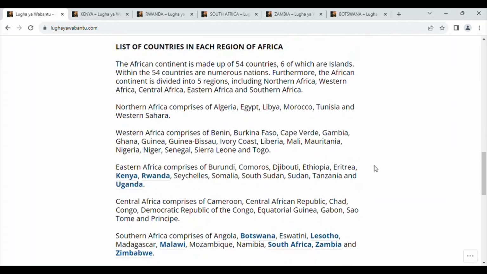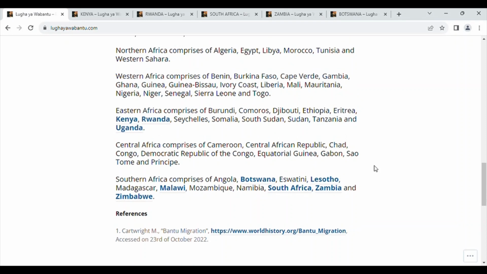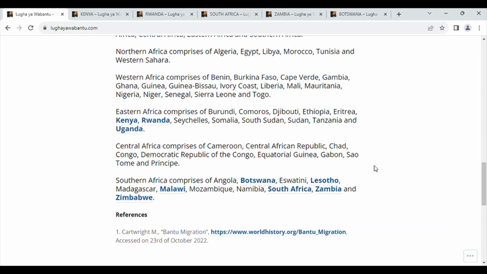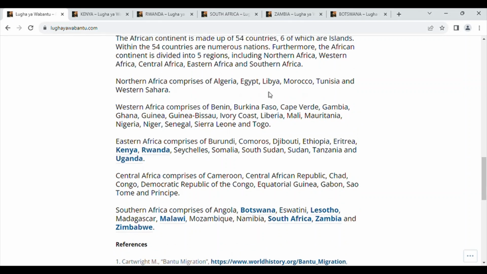The purpose of this website is to raise awareness about similar words and numbers in the Bantu languages. As you can see, we have countries in Northern Africa, Western Africa, Eastern Africa, Central Africa, and Southern Africa. The countries highlighted in blue, you can click on them and it will lead to a link. That is because I've been able to get translators for certain languages in that country. That doesn't mean that these other countries don't have Bantu languages. I just don't have a translator for said language of those countries.